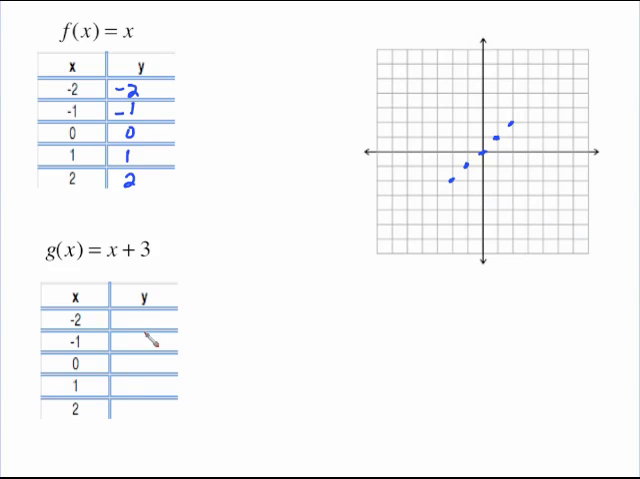Let's do the arithmetic on this function. Put -2 in for x, -2 plus 3 gives us 1. Put -1 in for x, -1 plus 3 gives us 2. 0 plus 3 is the next one. 1 plus 3 will give us 4, and 2 plus 3 gives us 5. So let's plot those points. -2, 1 is over 2, to the left, up 1. -1, up 2, 0, 3, over 1, up 4, over 2, up 5.